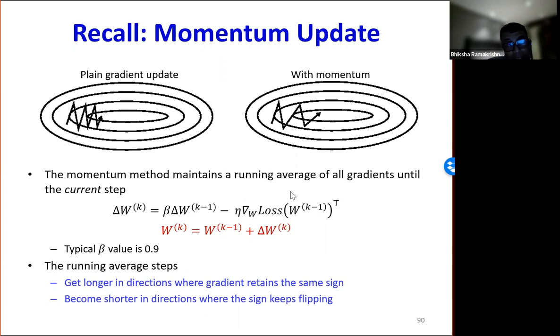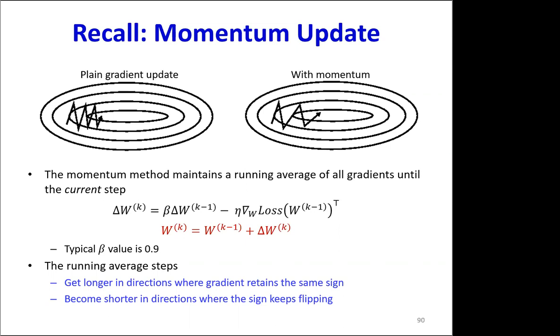Now, I have this on the slide. Don't look at the slide. Can anybody remind me how the momentum method works? Can anyone remind me how it worked? The way we did it was we maintained oh wait, why am I muted? Can you hear me?